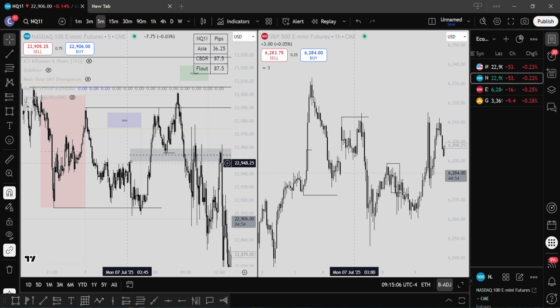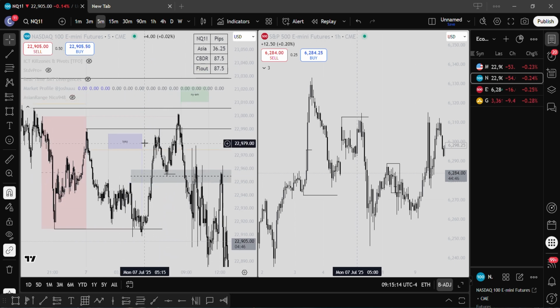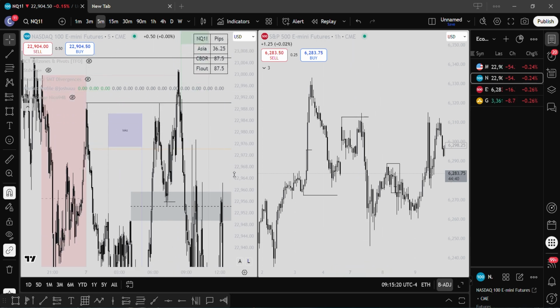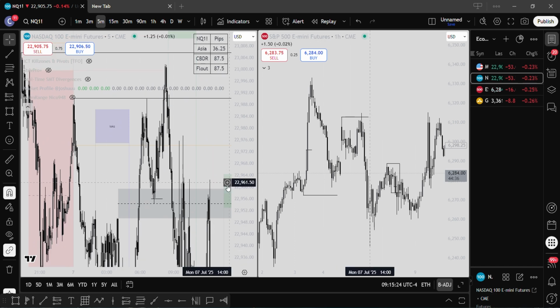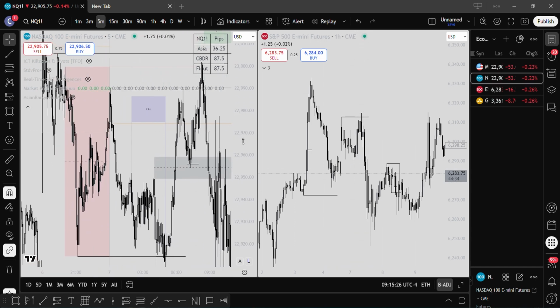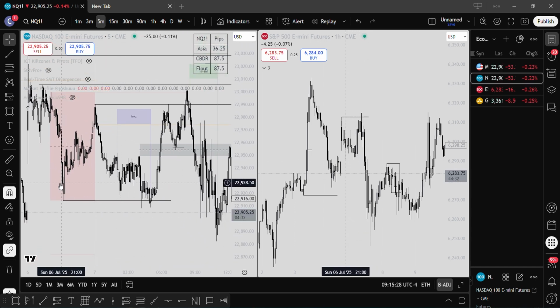Okay, we did a market structure shift to the upside. Then we're tracing to the internal liquidity, targeting what? Those double highs, because we failed to sweep them. Did we? Yeah, we did. We failed to sweep them. So that's time-based liquidity.